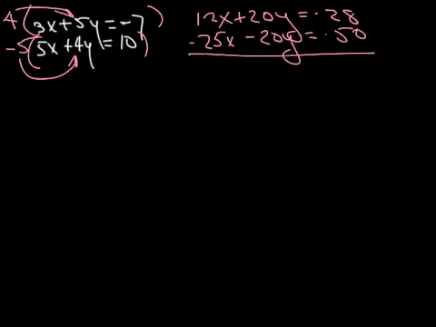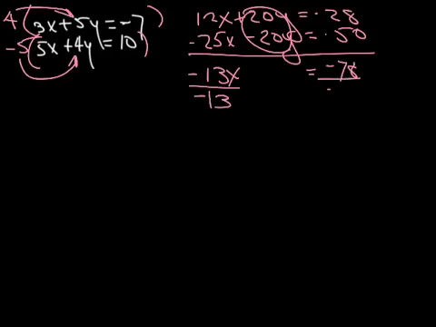Okay, and I'm going to add those. The y terms are going to go away. 12 plus negative 25 is going to be negative 13x, and negative 28 plus negative 50 is negative 78. Divide by negative 13, divide by negative 13, and x equals negative, and a negative is a positive, 78 divided by 13, which is 6. So that's my x value.